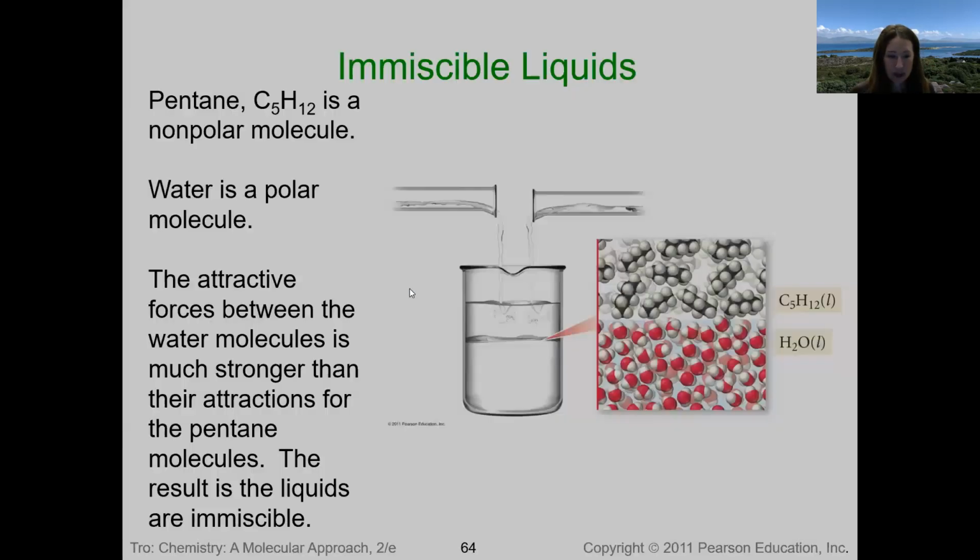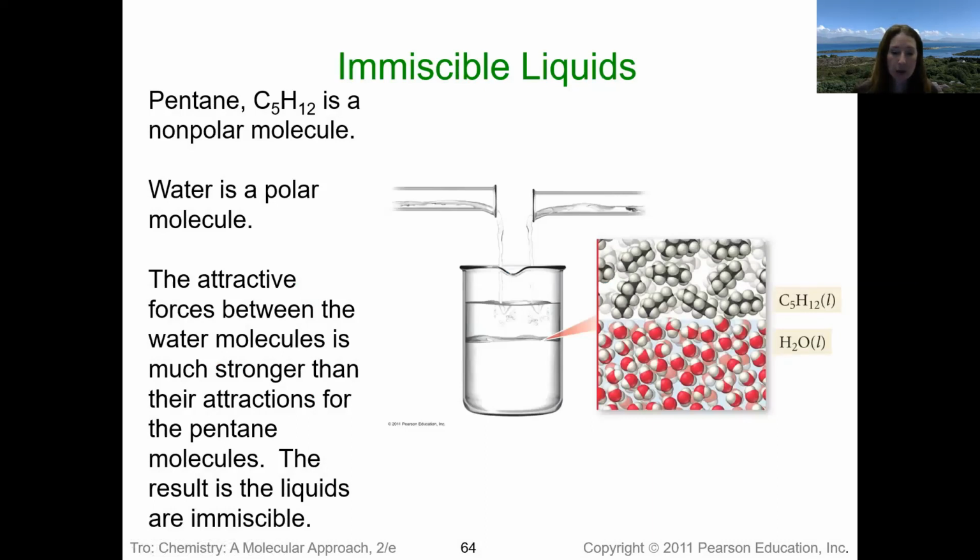So we're going to practice with this one. So again, immiscible, that just means not mixable. So pentane, again, these are our long chain carbons, which we've talked about. And these are all H's here. Just pretend those are supposed to be H's, okay?